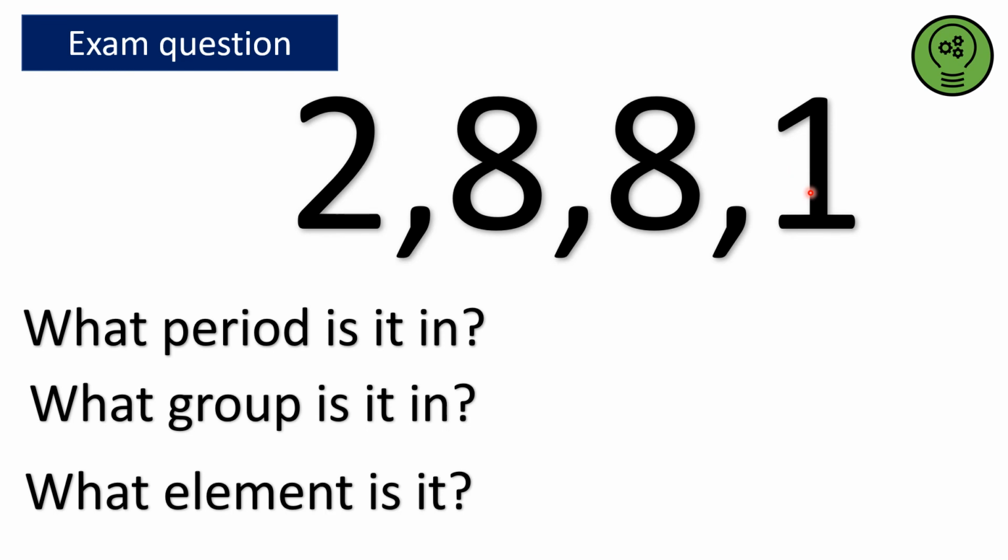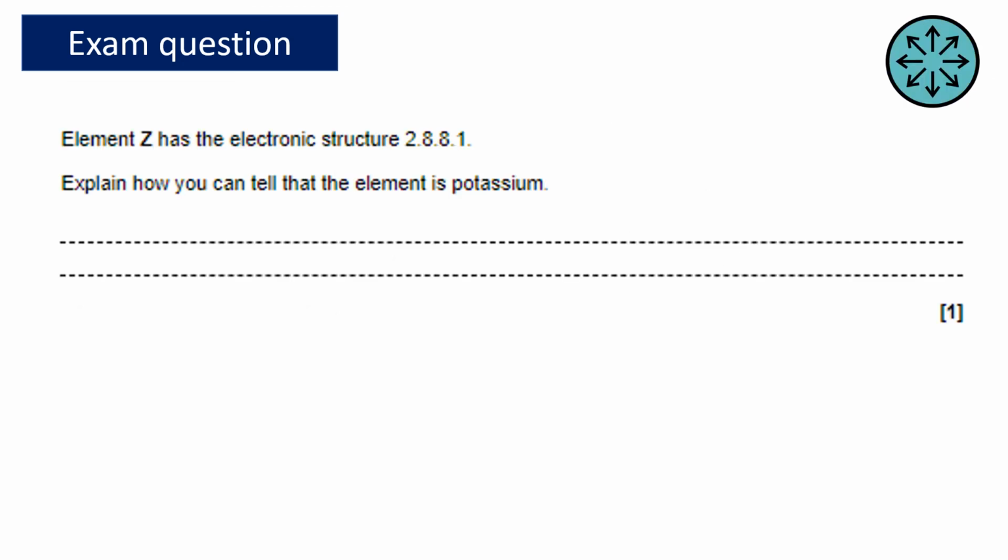What group is it in? Well, group is the number of electrons in the outer energy level. So it's group 1. And what element is this? Well, 2 plus 8 is 10, plus another 8 is 18, plus 1 is 19. Atomic number 19 is potassium. So have a go at this question for me, please. Pause the video.